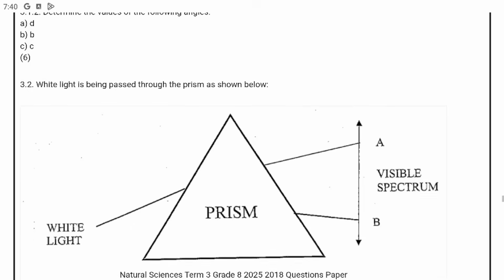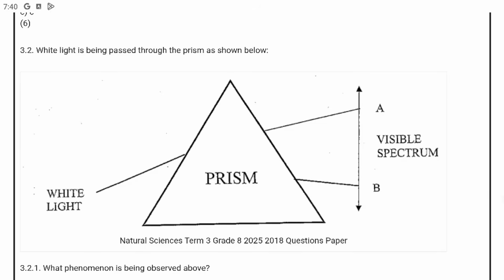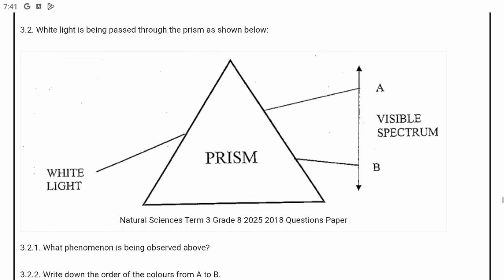Right. So 3.2, white light is being passed through the prism as shown below. On the left side of this diagram, we have white light with an arrow going to this triangle indicated as a prism. And on the right side, we have a couple of lines, but then there's also an arrowed vertical line, labeled A at the top and B at the bottom. The middle is labeled visible spectrum.